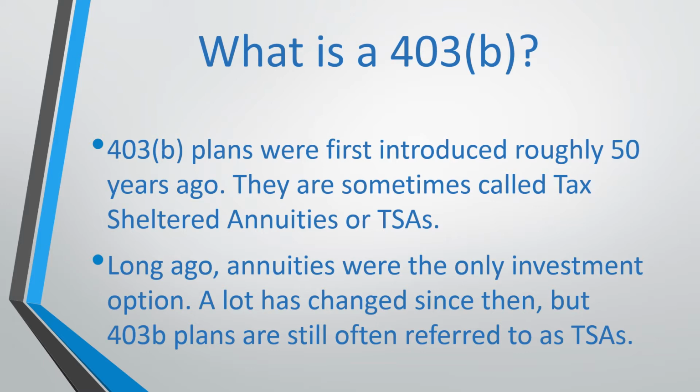Years ago, it was automatic that if you had a 403b, you had an annuity offered by an insurance company. Obviously a lot has changed since then, but sometimes they're still referred to as TSAs. What you want to remember is that you may be talking about a 403b, you might hear it referred to as a TSA, and in fact, it may not even be invested in an annuity. So if that's not confusing enough, there's plenty of confusion to go around with these retirement products, and even the name and how they're referred to is confusing.